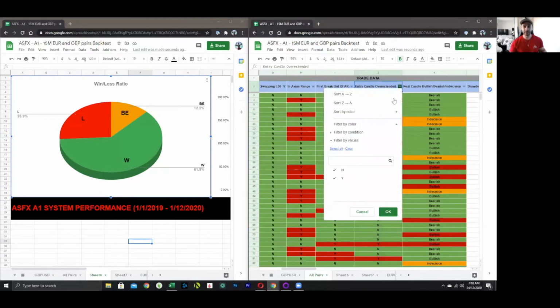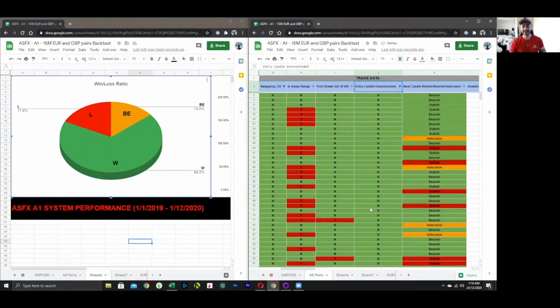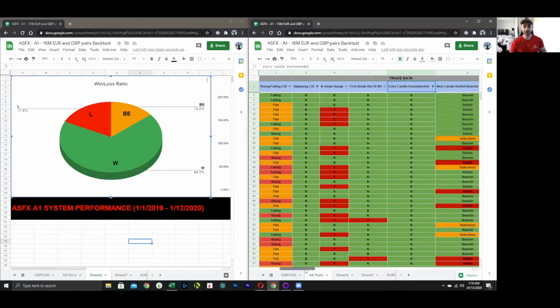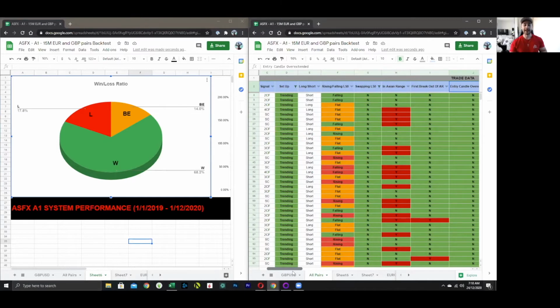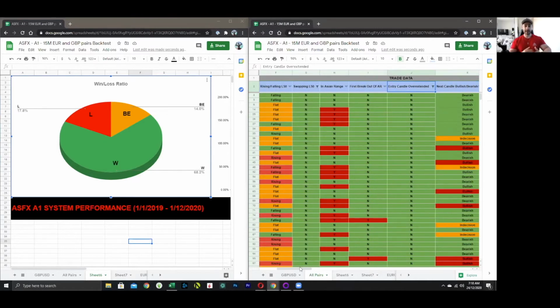So when you get rid of overextended candles, you go from a 61 to a 68.2%, but also a 17.8% loss. Now, is that because you're adding more wins and more break evens? Is that what's happening? Exactly. Because we're getting a bigger push now.